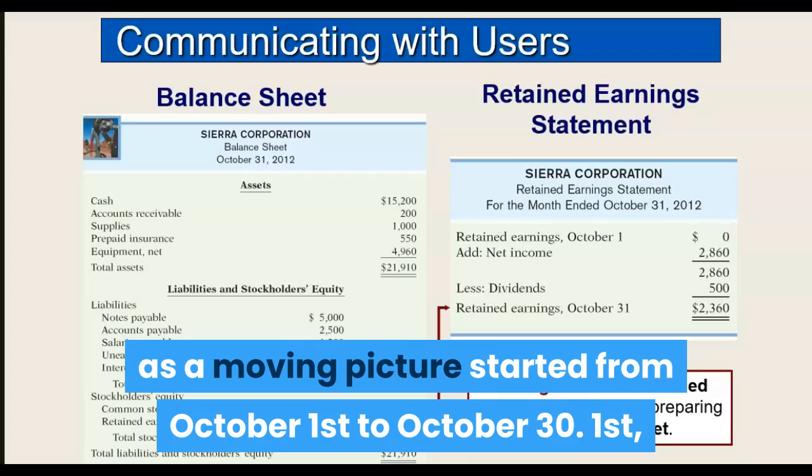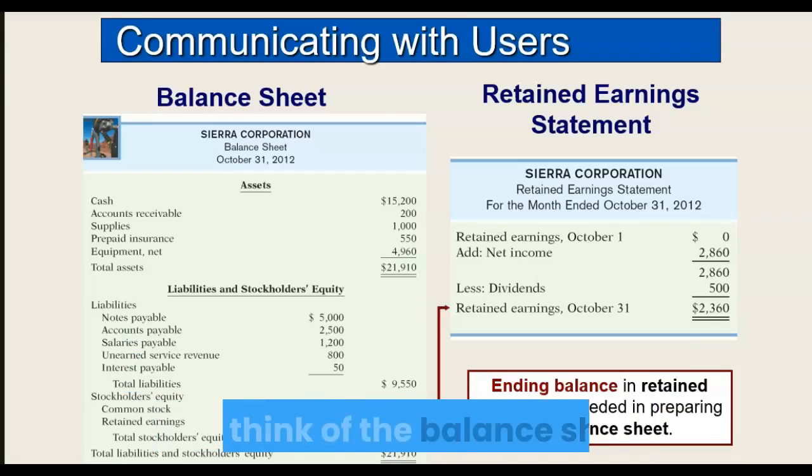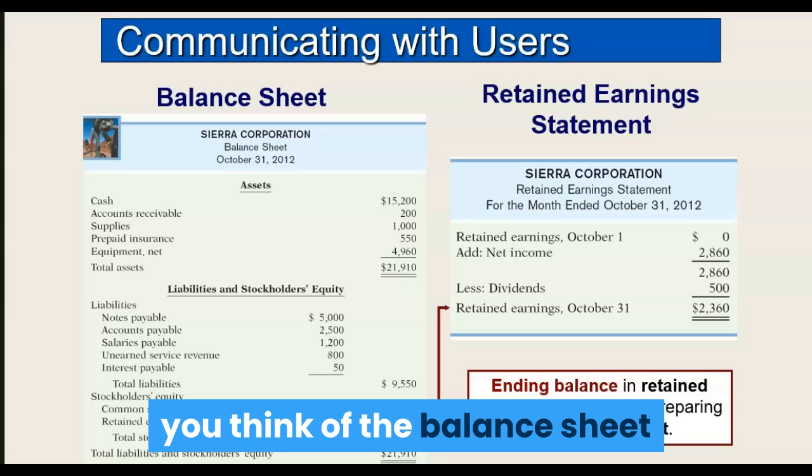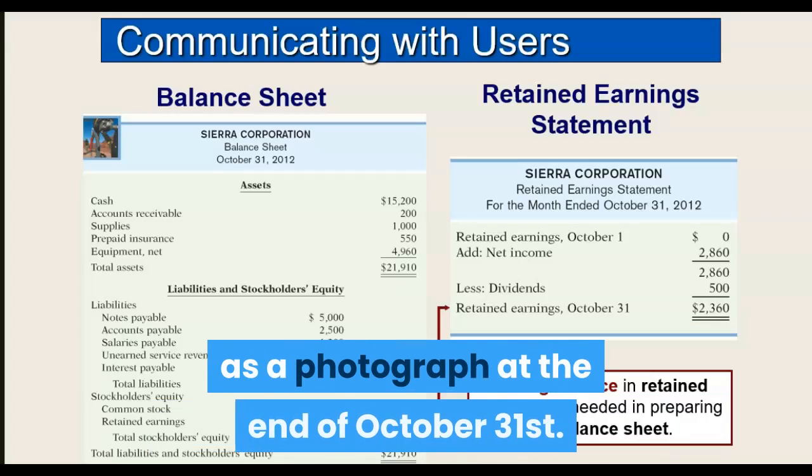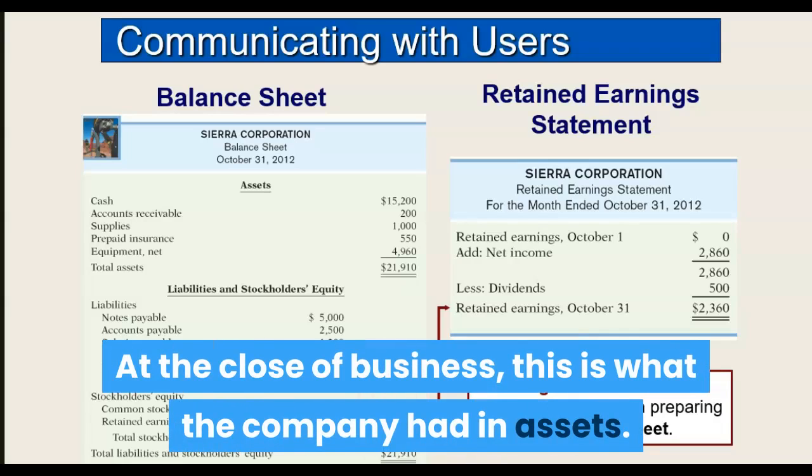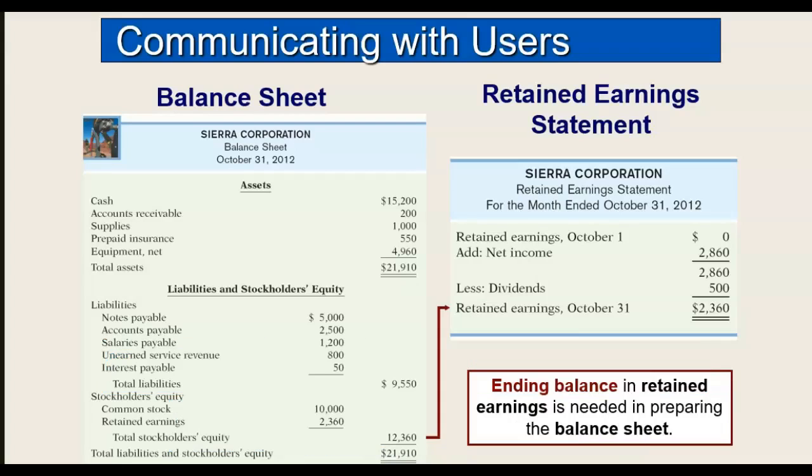How much is owned by the shareholders? So if you think of the income statement as a moving picture, started from October 1st to October 31st, you think of the balance sheet as a photograph at the end of October 31st. At the close of business, this is what the company had in assets.